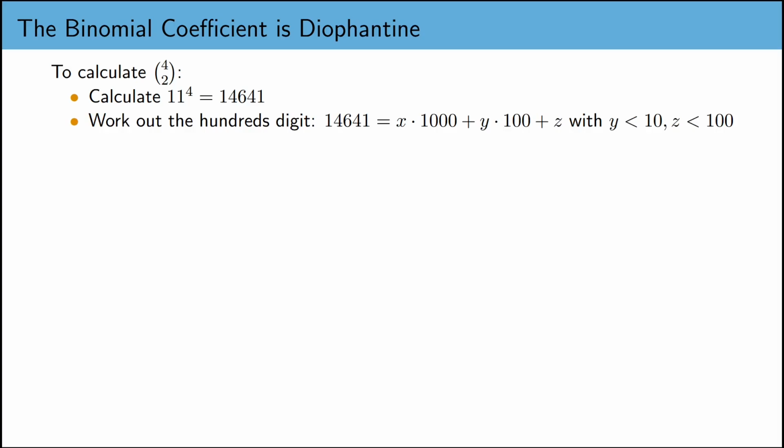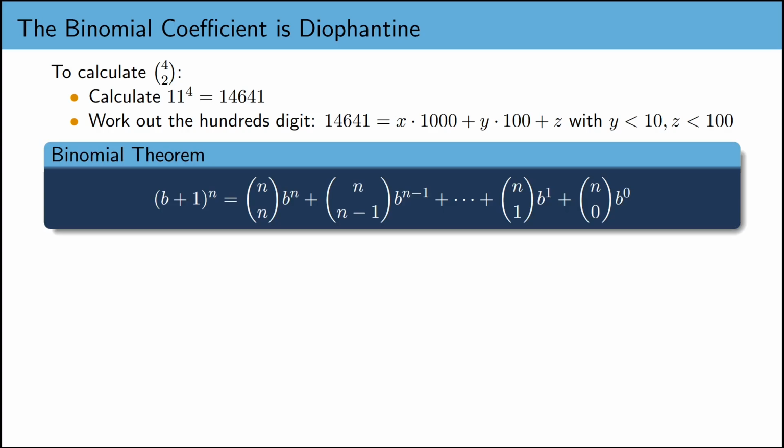Next, we'll need to extract the hundredths digit of this number here. And we can do that by writing 14641 as the sum of everything to the left of the hundredths digit, so some x times 1,000, plus our hundredths digit y times 100, plus something less than 100. There's only one way to break 14641 apart like this, with y less than 10 and z less than 100, and that's x equals 14, y equals 6, and z equals 41, and y here is our hundredths digit. And we can generalize this sort of process to work out any binomial coefficient we want, but we need to be a little bit careful.